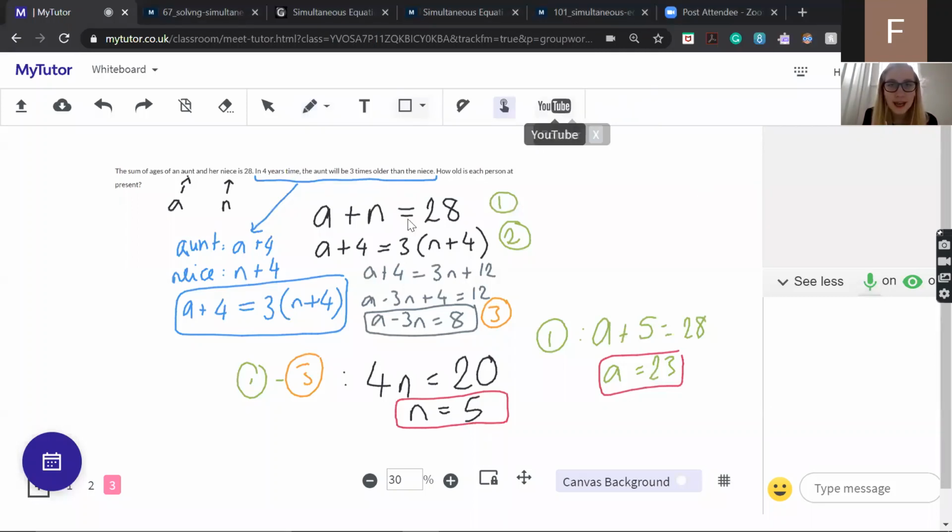Somebody asked again how I got this. This is because in 4 years' time, the aunt will be her current age plus 4, and the niece will be her current age plus 4. So these are their ages. And then at that time, the aunt will be 3 times older than the niece. So the aunt's age in 4 years is 3 times the niece's age in 4 years.